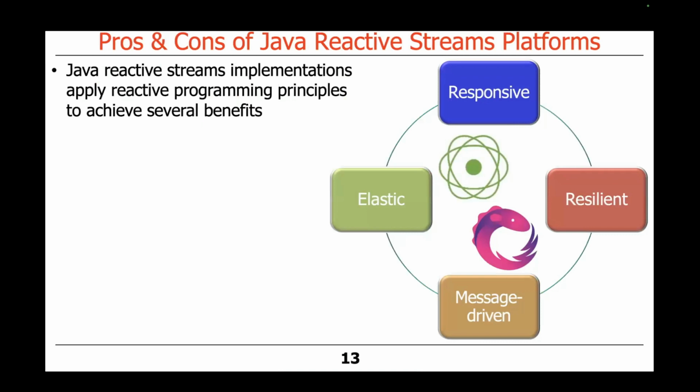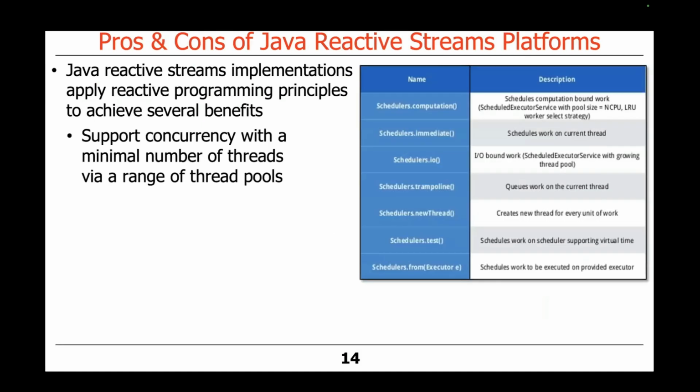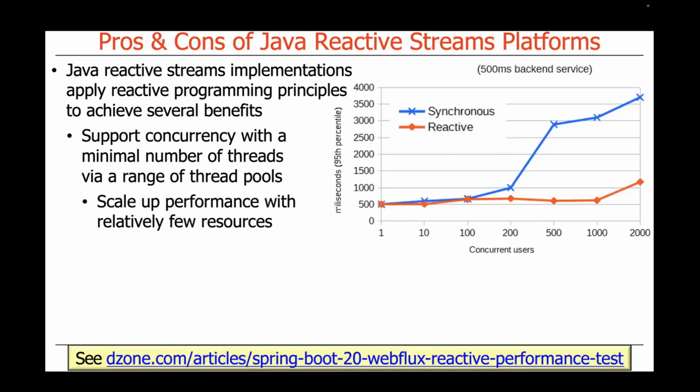So reactive streams implementations apply reactive programming principles to achieve several benefits. One is to support concurrency with a minimum number of Java platform threads, or traditional threads, via a whole range of different thread pools, like we've talked about with the computation thread pool for CPU-bound tasks, or the I/O thread pool for I/O-bound tasks, and so on and so forth. And what's nice about this is it allows you to scale up performance of your applications without using a lot of underlying threading resources and memory to support those threads.